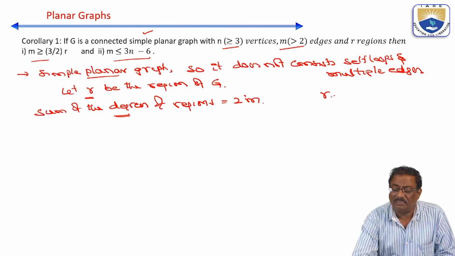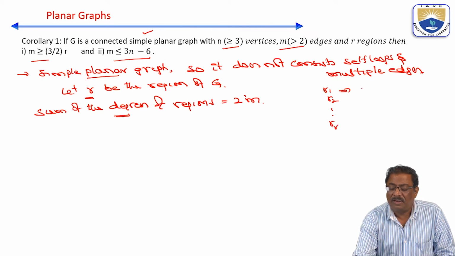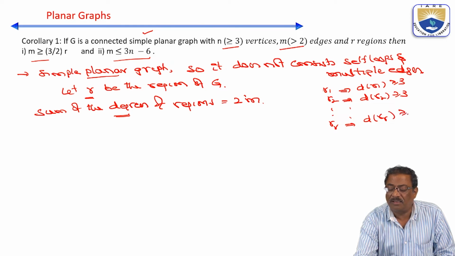So degree, let us say the number of regions are R1, R2 and so on up to Rr. So what is the degree of R1? Degree of R1 is greater than or equal to 3. And similarly, degree of R2 is greater than or equal to 3, and so on. Degree of Rr is greater than or equal to 3.